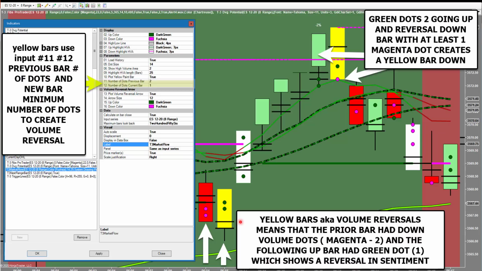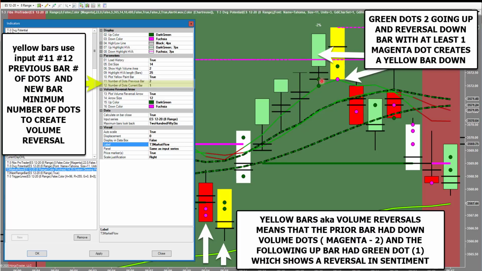The next thing that you're going to see is a yellow reversal bar. It's really a volume reversal. I just pulled up the indicators here so you could see. It's a 2-bar pattern. On the previous bar and the current bar, what we need is a 2-to-1 ratio. So if we have 2 magenta dots down, followed by at least 1 green dot up, it'll make a yellow bar. Volume was down, now it's up, it's a volume reversal.